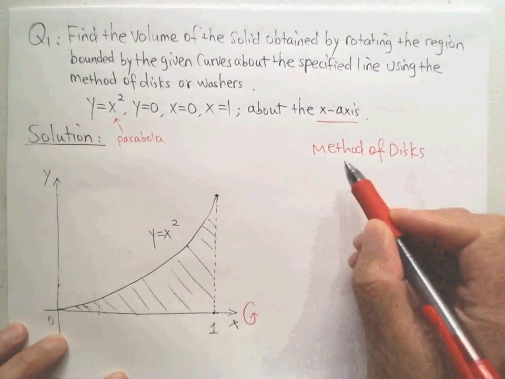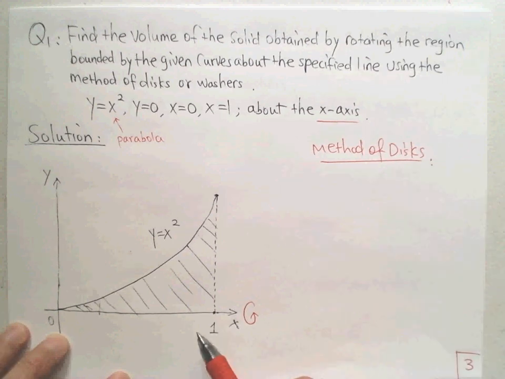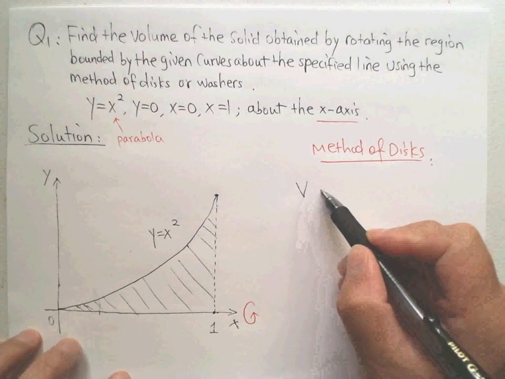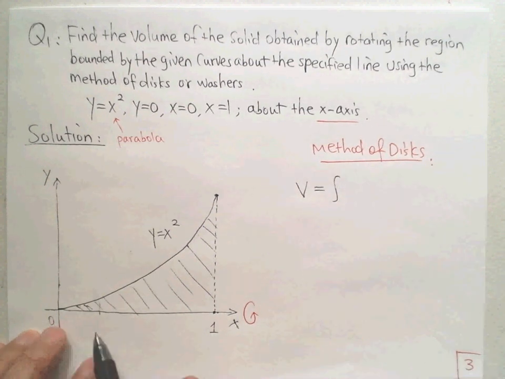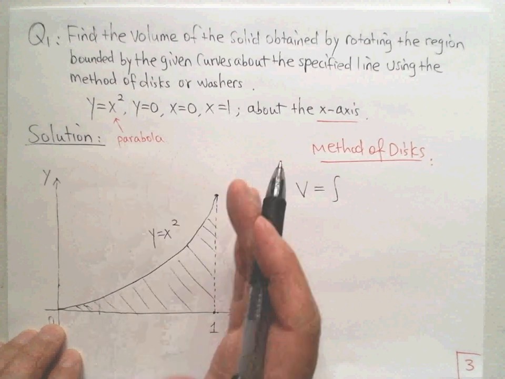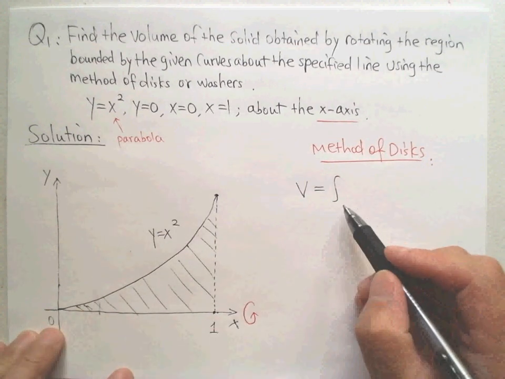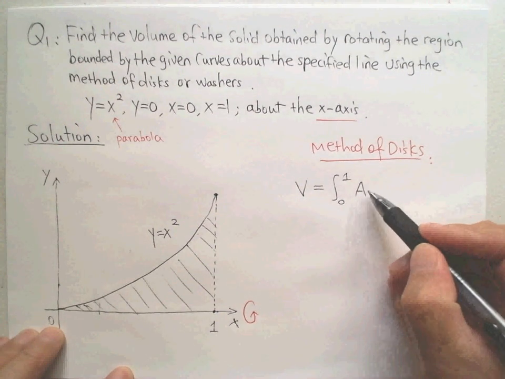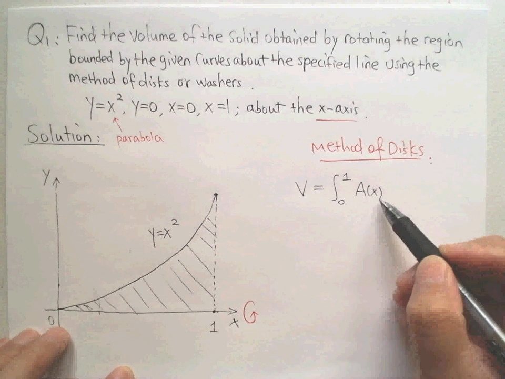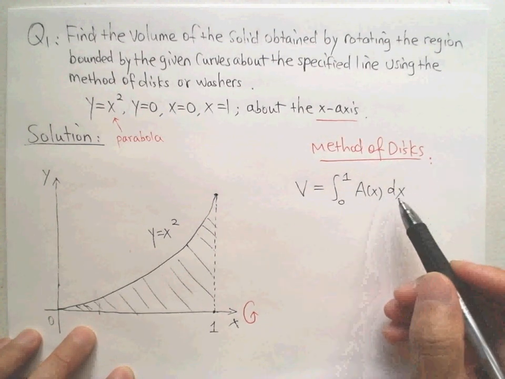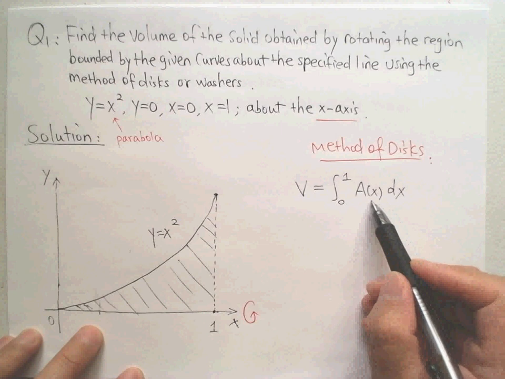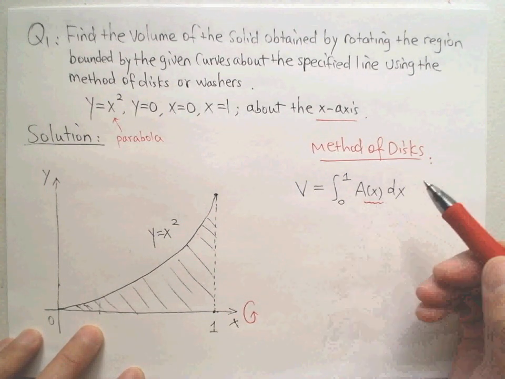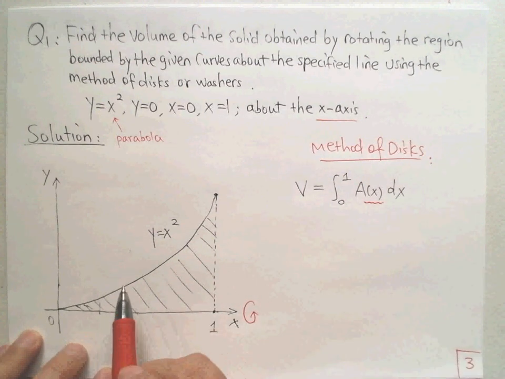So here we should use the method of disks. We determine this first, and then the formula is V equals the integral from 0 to 1 of A(x) dx, where A(x) is the area of the disk. The formula is there. Now the question: what is the area? The area is determined by the radius. We need to find the radius.